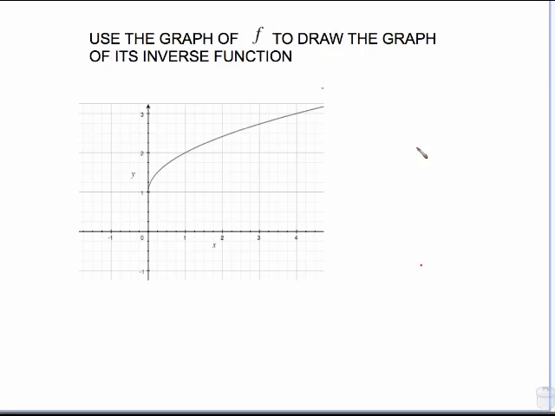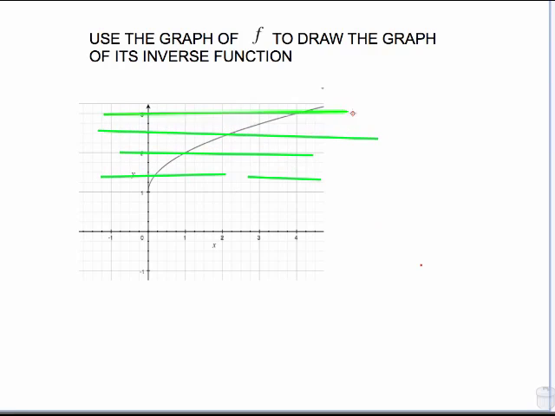Use the graph of f to draw the graph of its inverse function. The first thing you want to do is be sure this really is going to have an inverse function. And the way we're going to know is to check out the horizontal line test. Every horizontal line I would draw here is only going to cross one time. So that says I can proceed. This original function will have an inverse function.